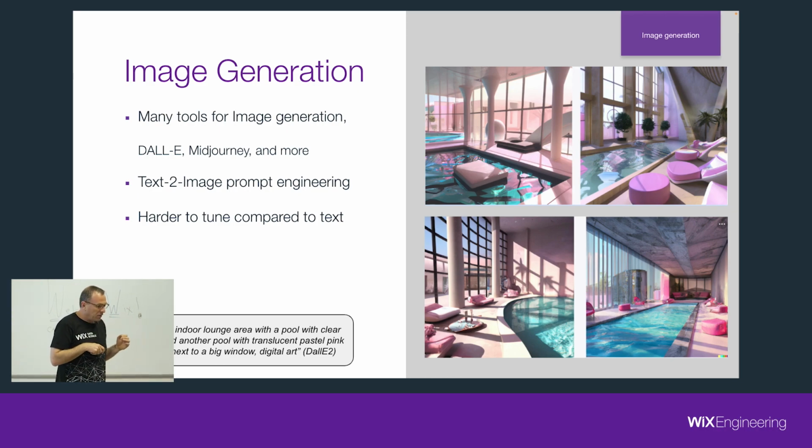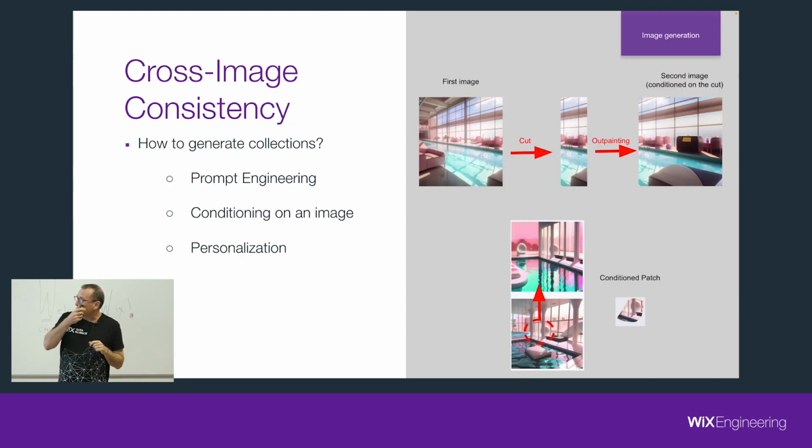In practice, it seems like image generation is a little bit behind text generation in terms of readiness for production, I would say. It's harder to tune the prompts, and the process is a little bit harder in terms of prompt engineering compared to text, right? I'll try to demonstrate this using a simple example.